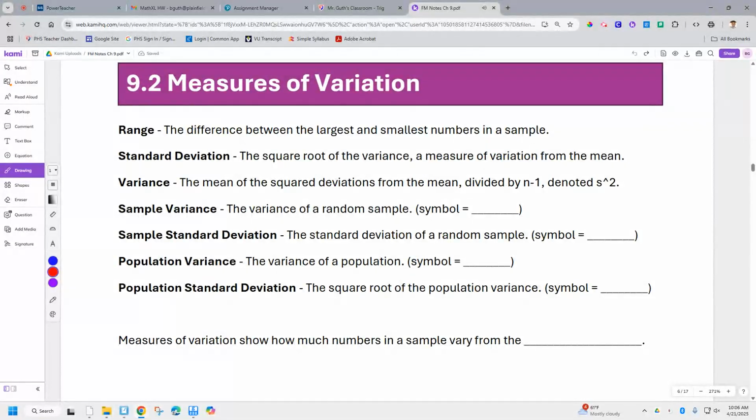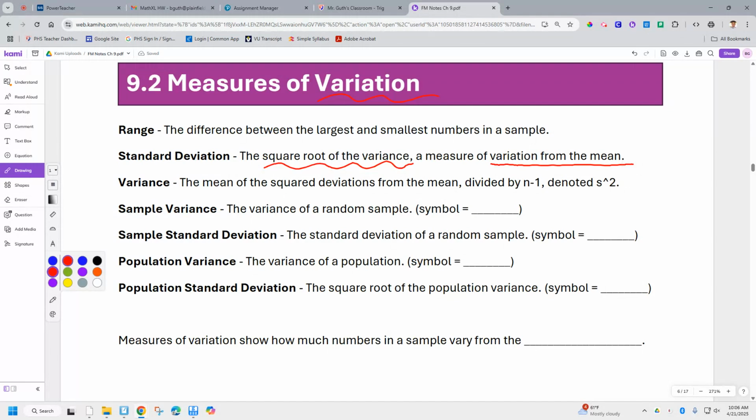9.2 is measures of variation, and it starts with a whole bunch of definitions. Range, I think you already know that, is the difference between the largest and the smallest numbers. Standard deviation and variance is kind of a bigger deal. Standard deviation is the square root of the variance, a measure of variation from the mean. So we're talking about how much numbers vary from the mean.